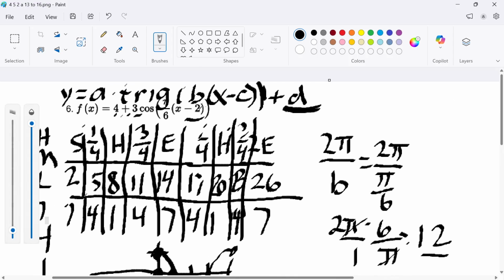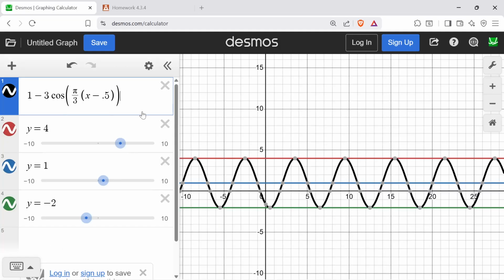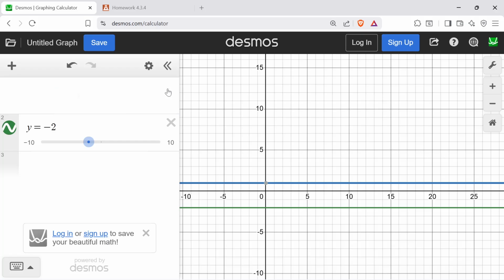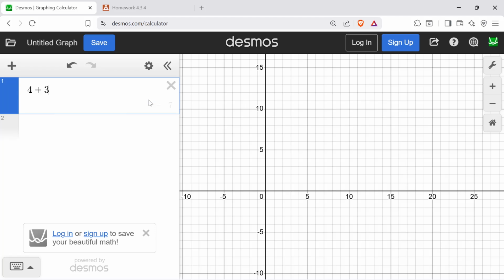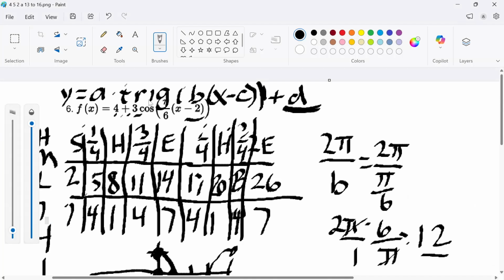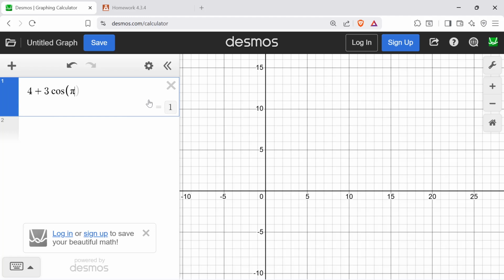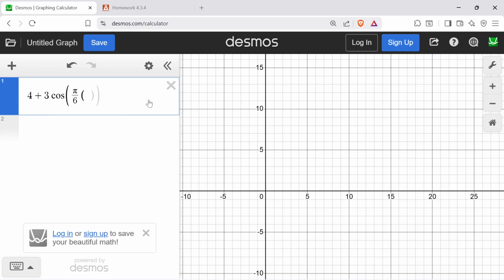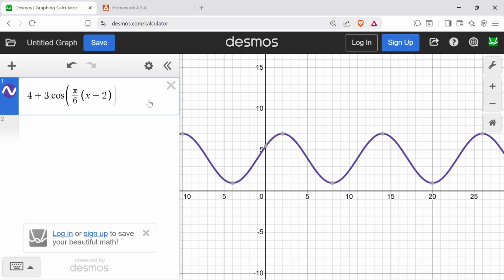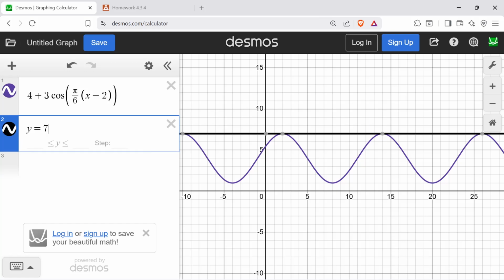You're going to have to draw it on test day, but I will use Desmos to show the function, and then I will show that it goes to those points. So 4 plus 3 cosine of pi over 6 times x minus 2. And I will put in the high point, y equals 7, just so I can see it on the graph there.